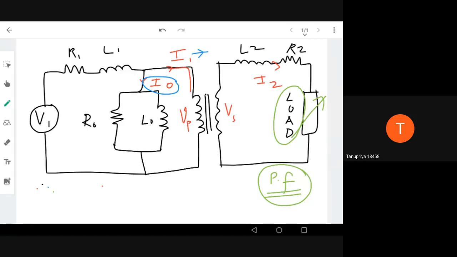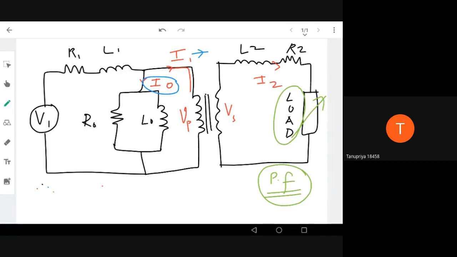And based on this circuit model, we can find the equation of efficiency of the transformer. We can find the power factor of the transformer. We can find the iron losses, copper losses, etc. Then we can also predict what will be my output if I give a specific input.